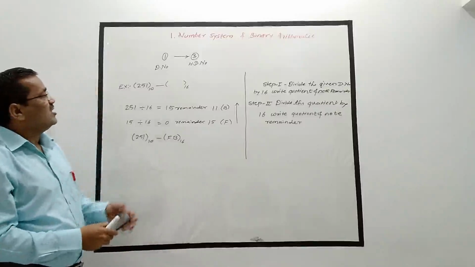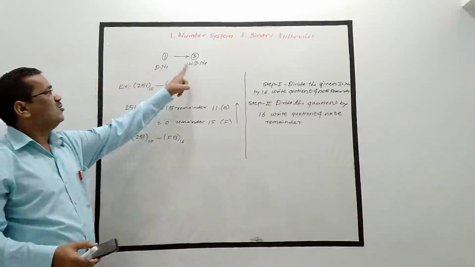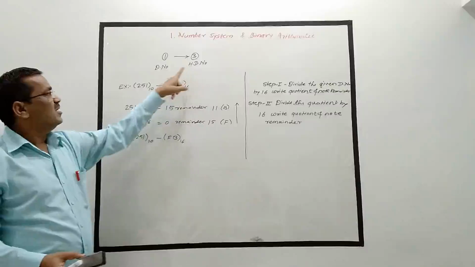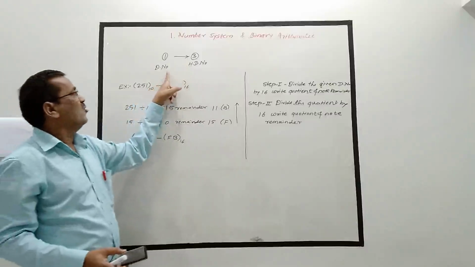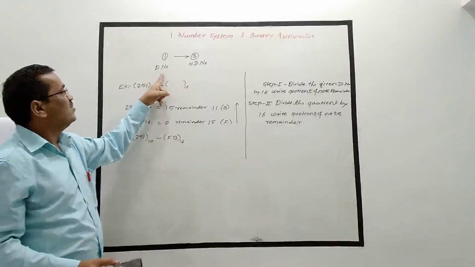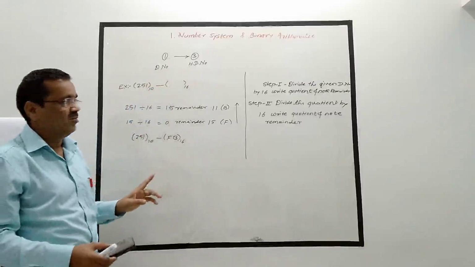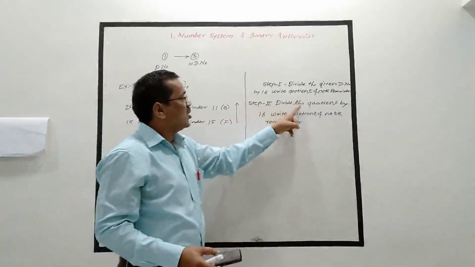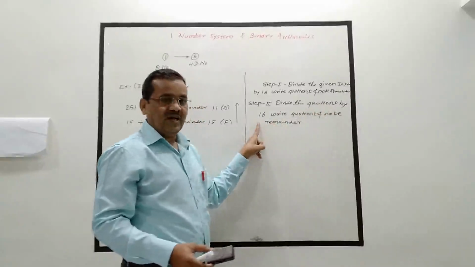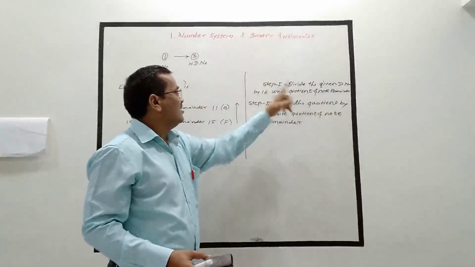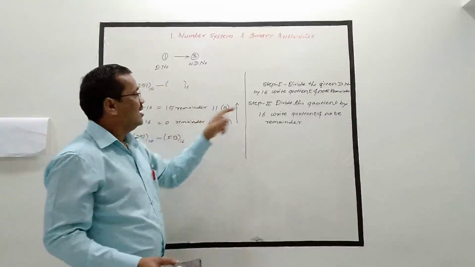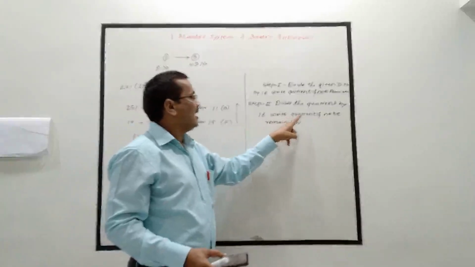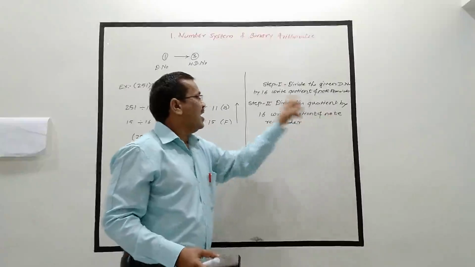We are following this procedure for binary to decimal to binary conversion. Similar is the procedure we already followed in conversion of decimal number into binary number system. Second step, divide the quotient by 16. Again, what is the quotient? Here it is 15. Divide the quotient by 16 and write the quotient and note the remainder.